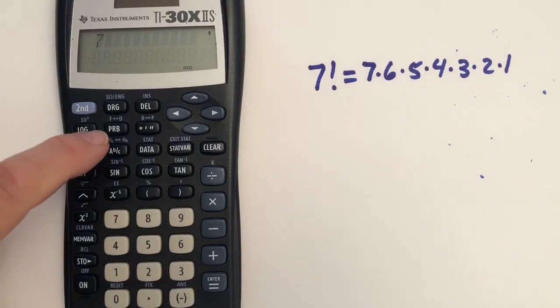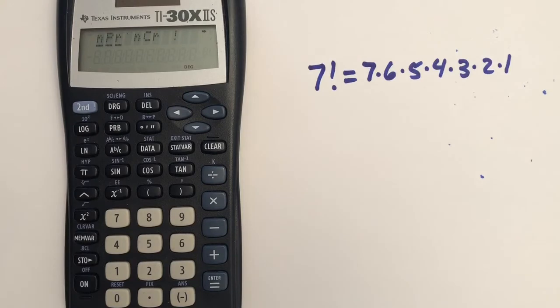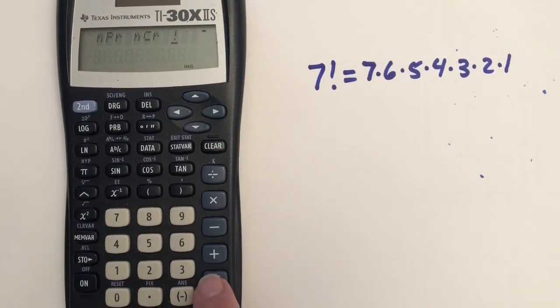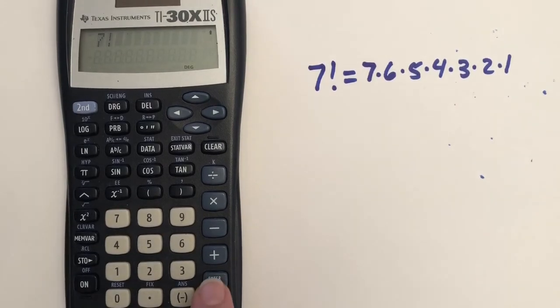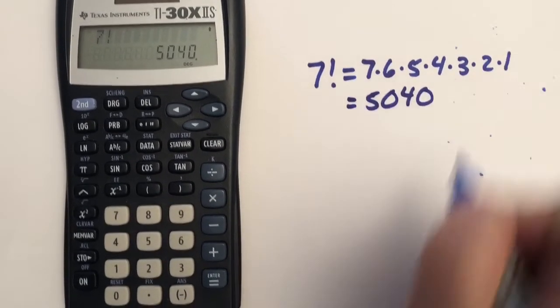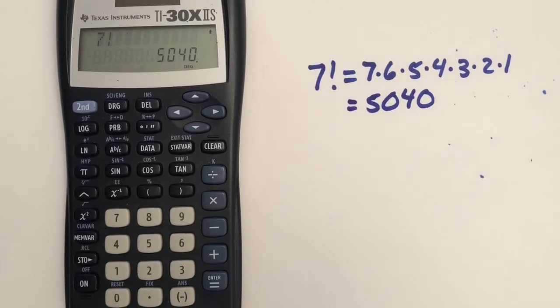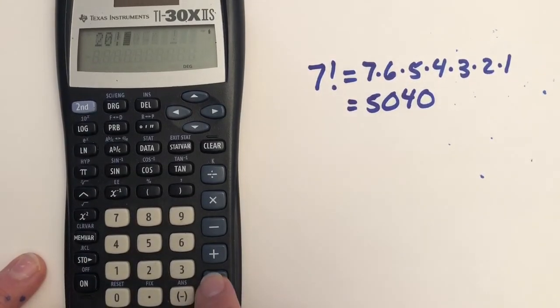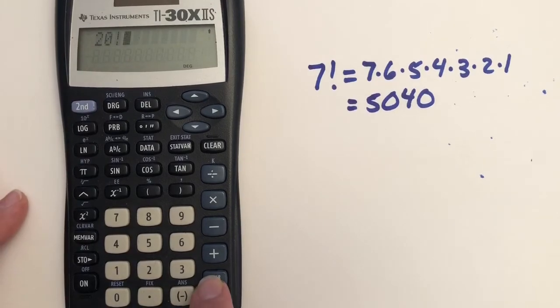I'm pressing the PRB button. It's because factorials do get used in probability very often. So I'm selecting enter. There's 7 factorial on display. Press enter, and we find that 7 factorial is 5,040. Factorials get very large very quickly. This was just 7 factorial. Let's type in 20 factorial. It's under my probability menu. I'm scrolling over to the factorial, so I have 20 factorial on display, and press enter.